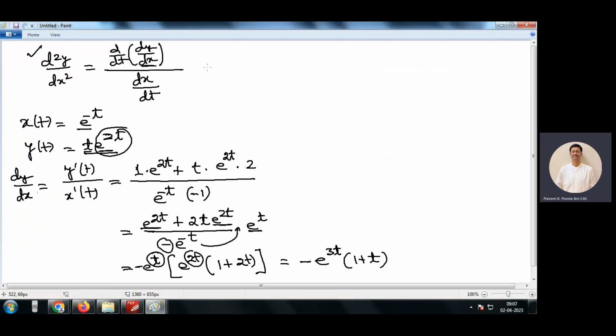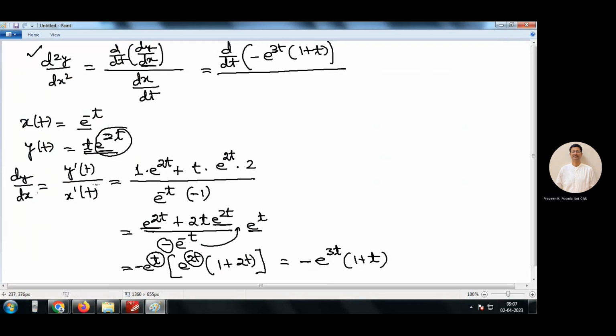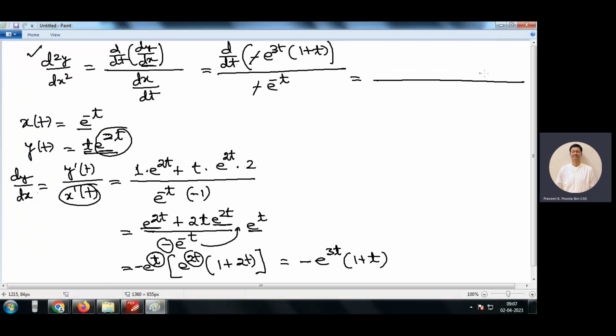So this is the value of dy by dx. Okay, now put this value here. So d by dt of minus e to the power 3t times 1 plus t upon the value of dx by dt. Dx by dt means the value of x prime t. It is minus e to the power minus t. Now you need to differentiate. This minus and minus cancel. Okay. Now you need to differentiate the numerator with respect to t.